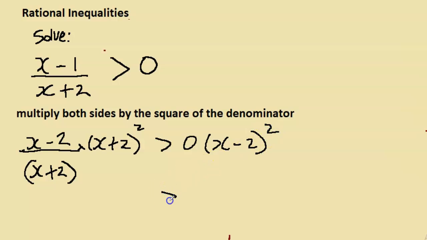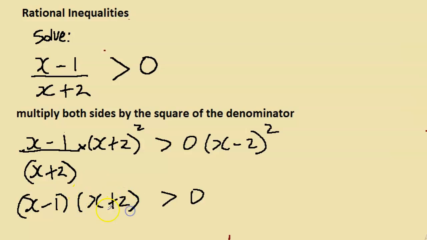Let's continue. Now, over here, 0 times anything is 0, right? The numerator was x minus 1, so the numerator is x minus 1 over x plus 2. So we multiply both sides by the square of the denominator. And we end up with x minus 1, and then x plus 2 into x plus 2 squared, we have x plus 2.